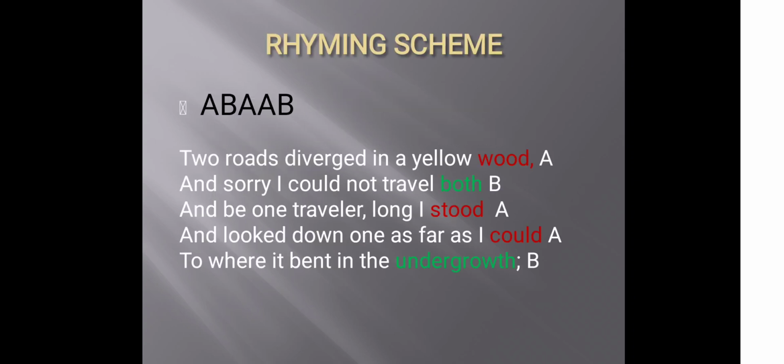So now let's get to the rhyming scheme of the poem. Here I have taken a paragraph of our poem, and the rhyming scheme is A B A A B, and I will also tell how it is. We know that the rhyming words are at the end of the lines, like here are wood, both, stood, could, undergrowth.